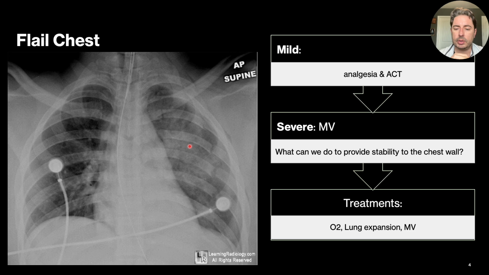Other things that we want to do is we want to just make sure that the patient's getting plenty of oxygen and that we are doing some sort of lung expansion, whether that's with incentive spirometry or a PEP therapy of some sort. So we just want to make sure that we do everything that we can to keep these lungs inflated during this injury.